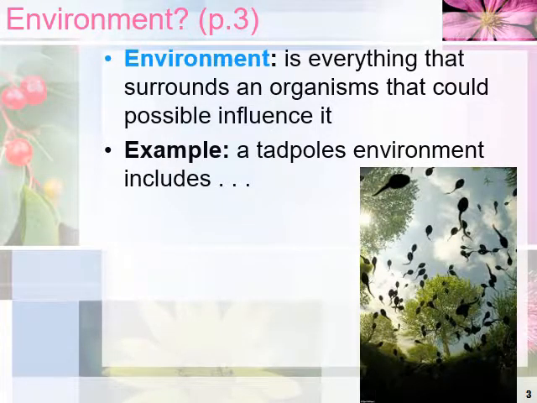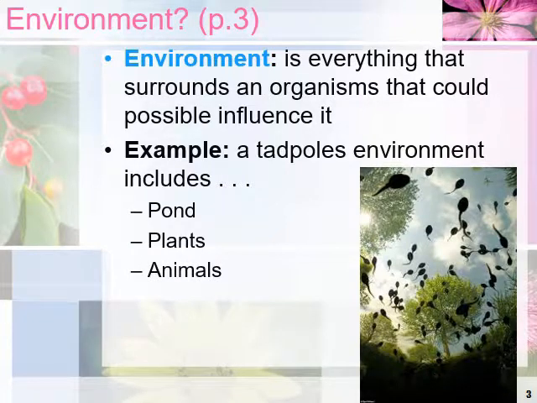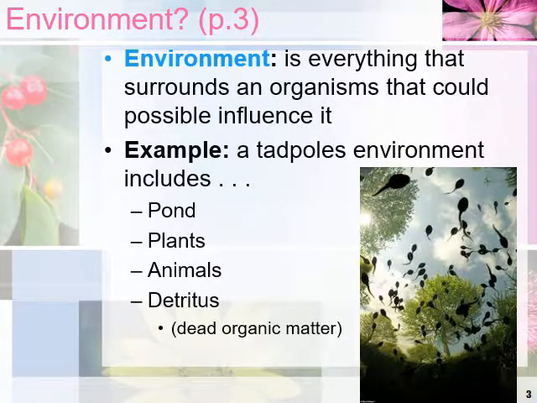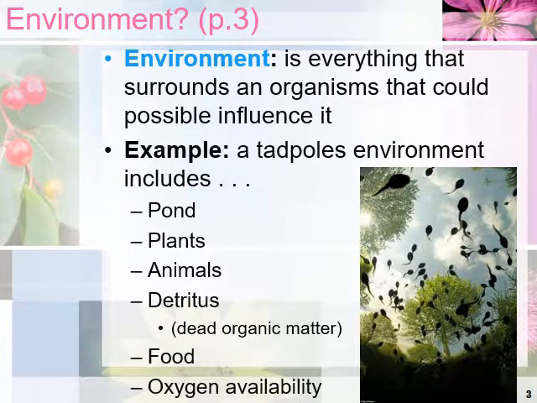So for example, we're thinking about a tadpole. A tadpole has an environment of a pond, and there are a lot of different factors in that pond. We have the plants that are available, the animals that are around, whether or not there's detritus, which is this dead organic material that would be floating around in the water, and that's most likely what the tadpole is going to be eating. Or its food sources, how available oxygen is. So when we think about an environment, just think about what are the specific features of what's surrounding you right now. So that would be your environment.